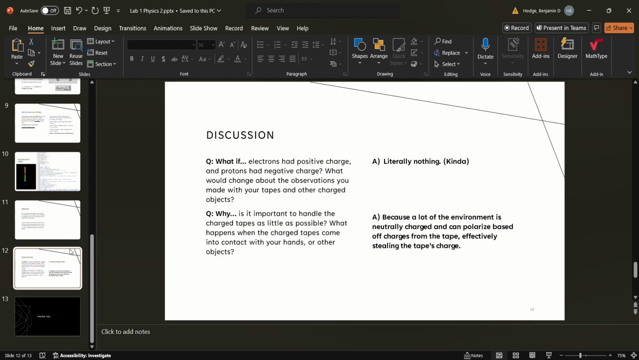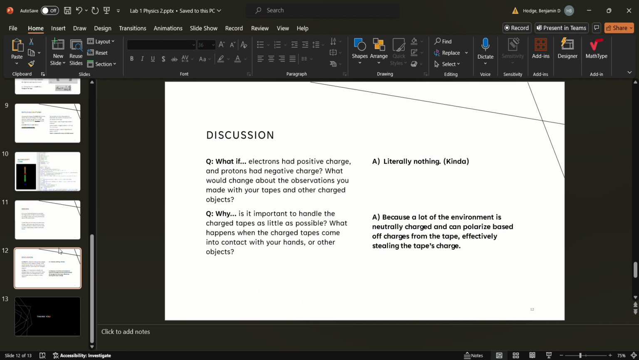Discussion questions. These are pretty important. So what if electrons had positive charge and protons had negative charge? What would change? Well, if they switch, nothing would change. You would just call them different names, right? So the exact same response would have occurred, even if it seems like something would change. If you're changing both, that would be different. Now, if you were to change only one of them, that would be slightly different, and I don't exactly understand the full extent of what would happen, but it would most likely cause some attraction between the tape or nothing to happen at all.